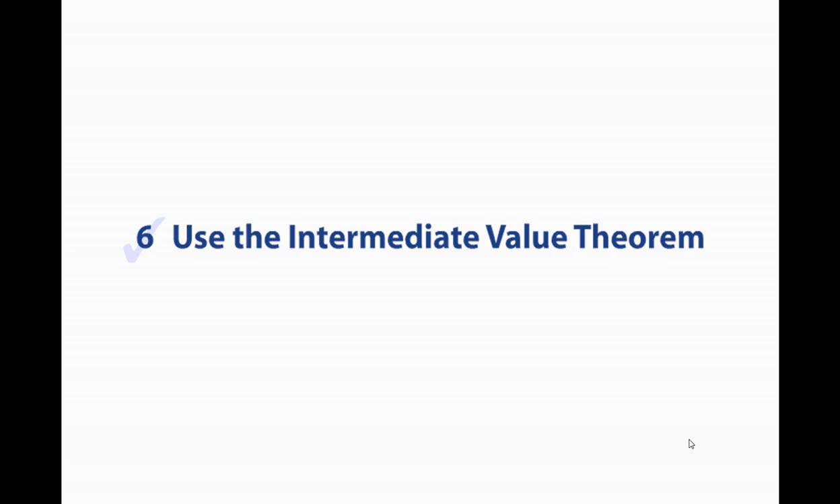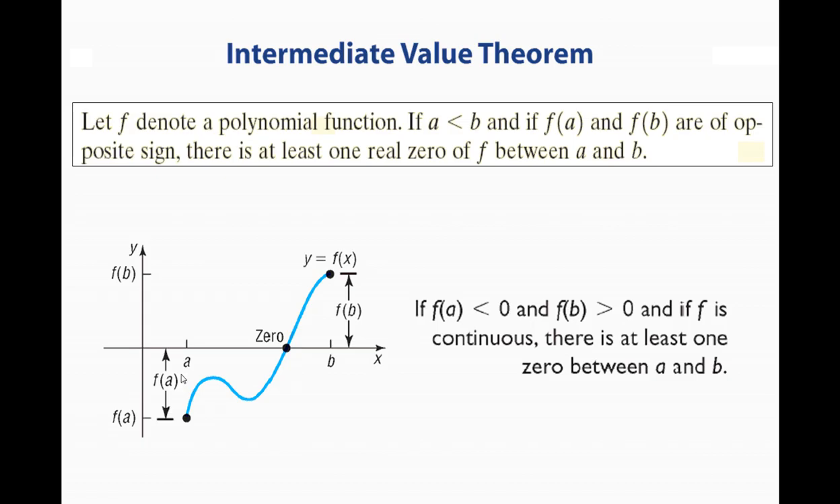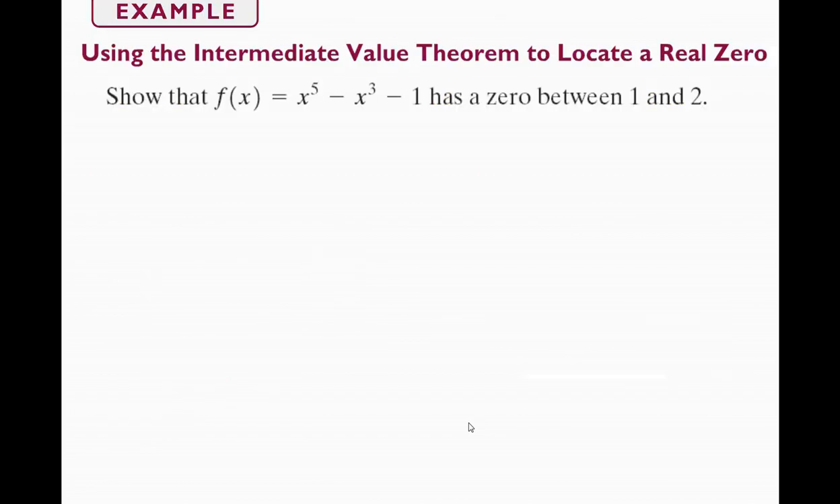All right, we are going to look at using the intermediate value theorem. That's our last learning objective. If f is a polynomial function, a is less than b, and if f of a and f of b are of opposite sign, then there's one real zero between a and b. So if you have f of a anywhere here, and you get a negative, and then f of b is positive, then you know you have a zero between the two. So we're going to use that to locate a real zero.